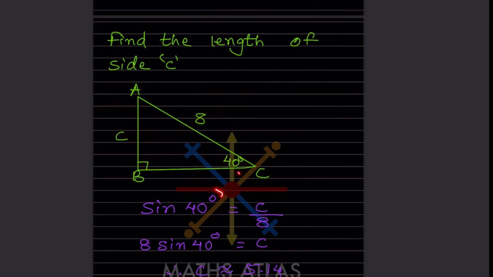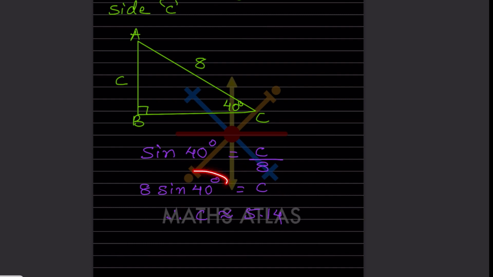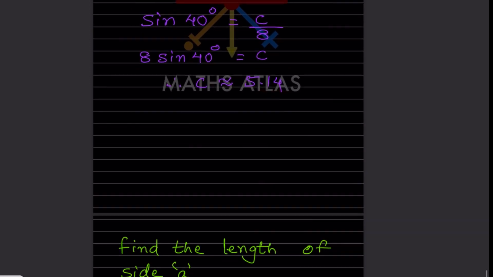So we'll start with sine 40. Sine 40 means this is going to be C divided by 8. So when we multiply this into this, 8 sine 40 is C. Then we want the value of C, so you multiply this with the help of the calculator. 8 into sine 40, the answer should be 5.14.